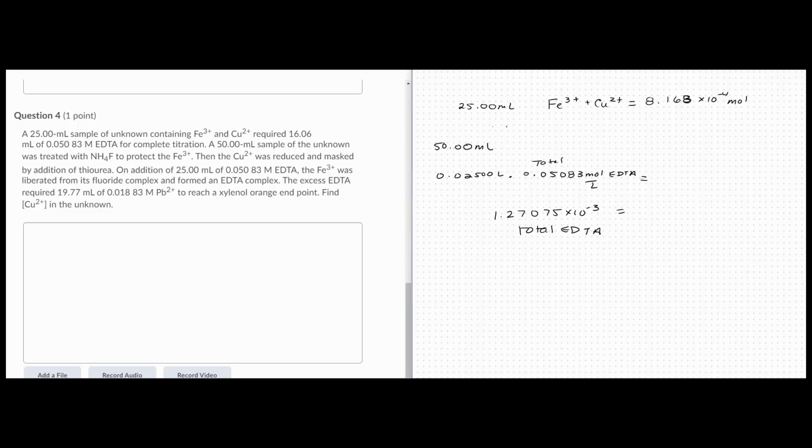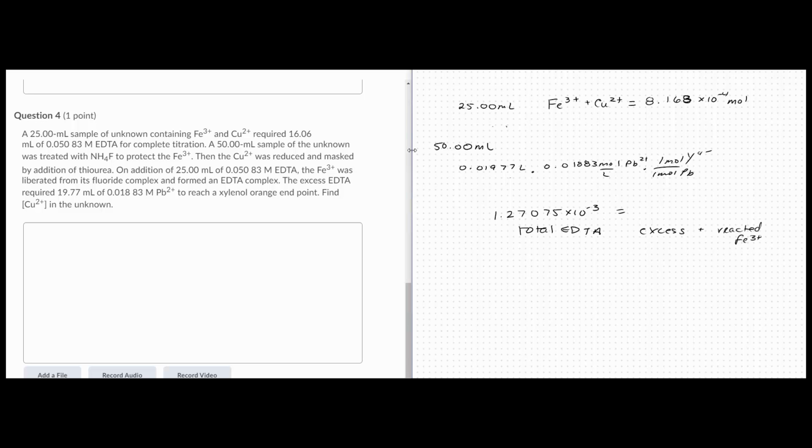That's going to be equal to, the very next sentence gives us the excess. So the excess EDTA is then going to be, so our total is going to be equal to excess plus reacted with the iron. That's the point, is we want to find out how much iron was there. The excess can be found by taking 0.01977 liters and multiplying it by 0.01883 moles per liter of lead, because 1 mole of lead will react with 1 mole of EDTA.